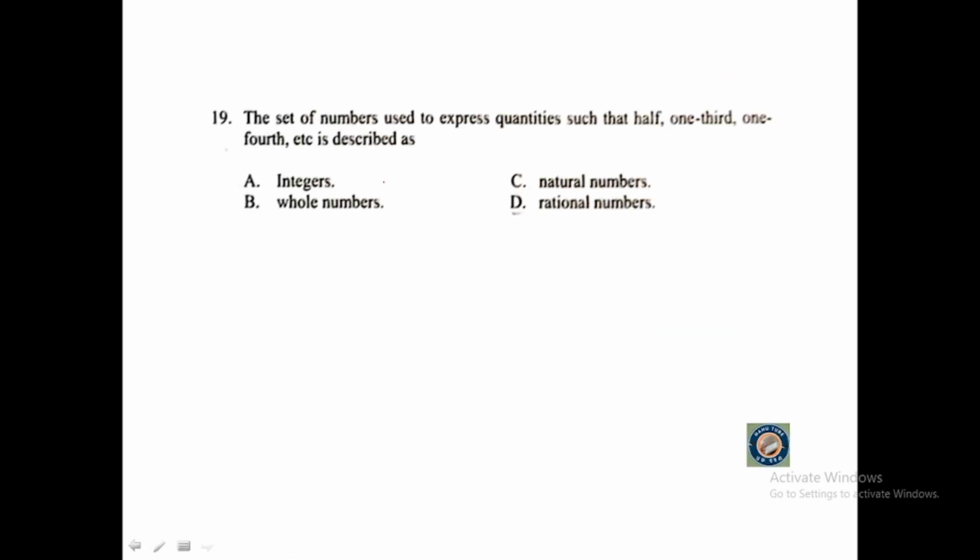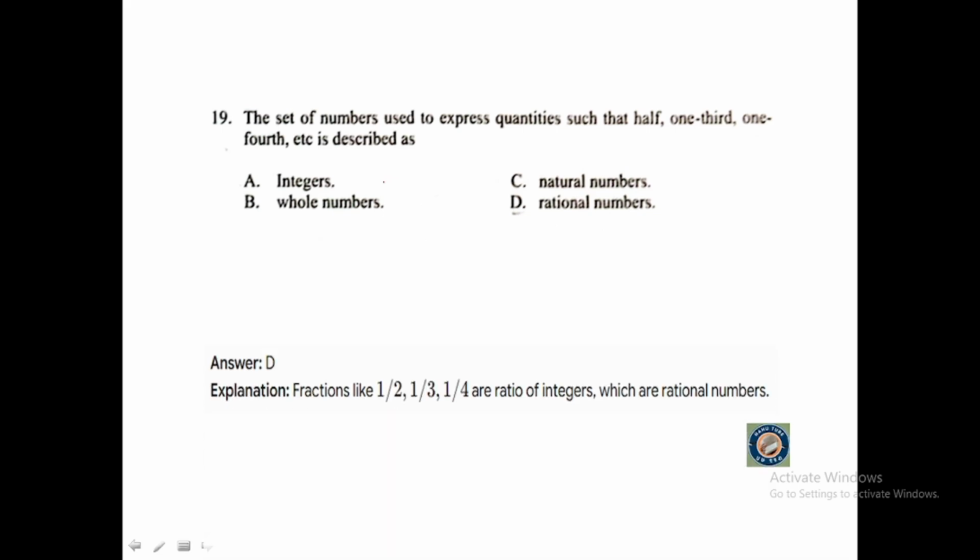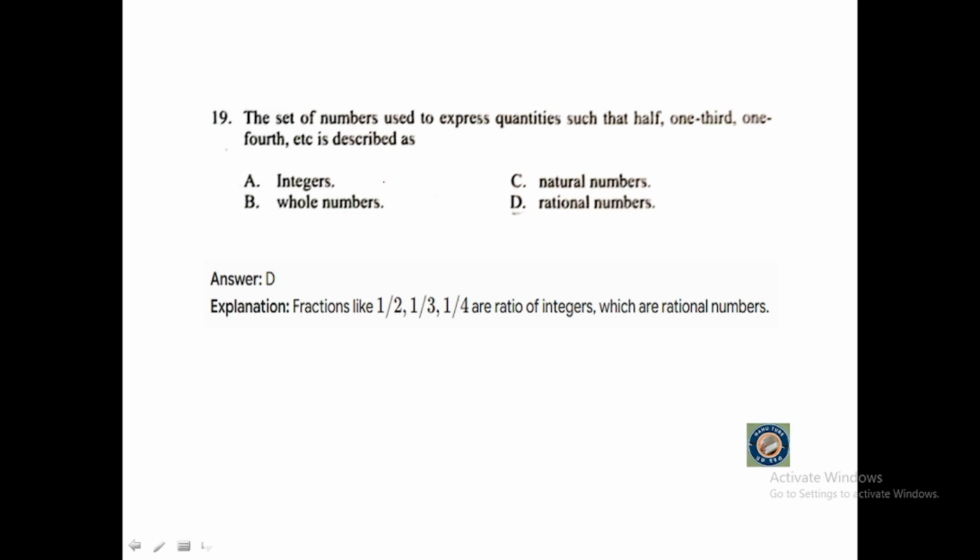Question number 19. The set of numbers used to express quantities such as half, 1/3, 1/4, etc. is described as A. Integers, B. Whole numbers, C. Natural numbers, or D. Rational numbers. If you say rational numbers, that's right. Fractions like 1 over 2, 1 over 3, 1 over 4 are ratios of integers, which are rational numbers.